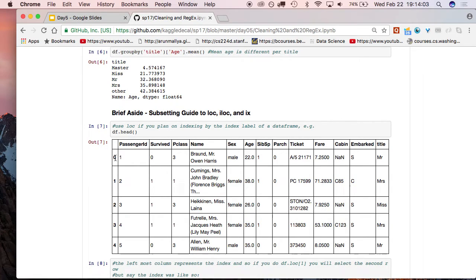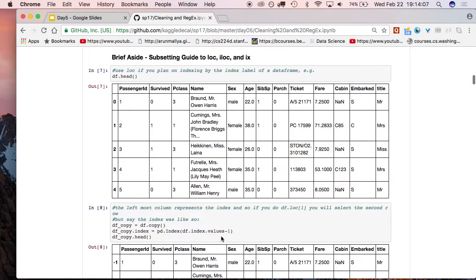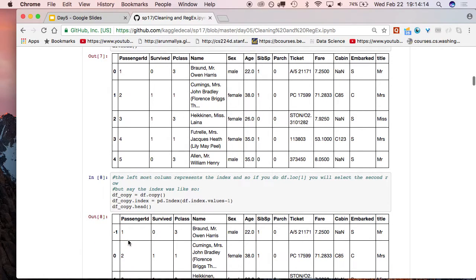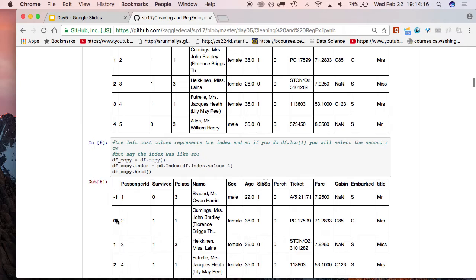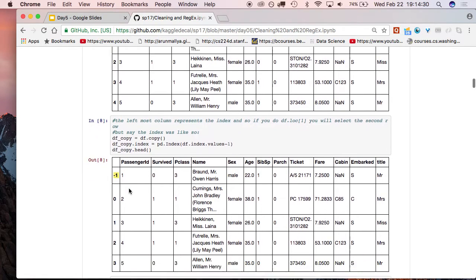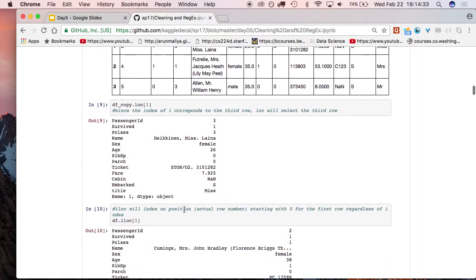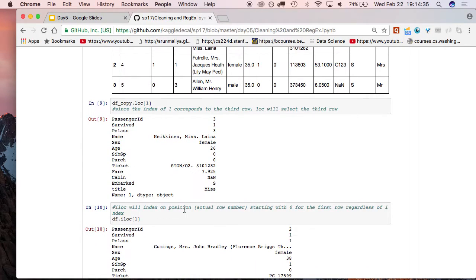So the way loc works is it goes not by the rows, but by the row index that you set. You can actually mess with the row index. So you can do df.index.values -1. And now if you do df.loc1, it'll give you the third row, or df.loc2, it'll give you the fourth row instead of the third and second row as you'd expect, since it's going off of the values that you set for the index.